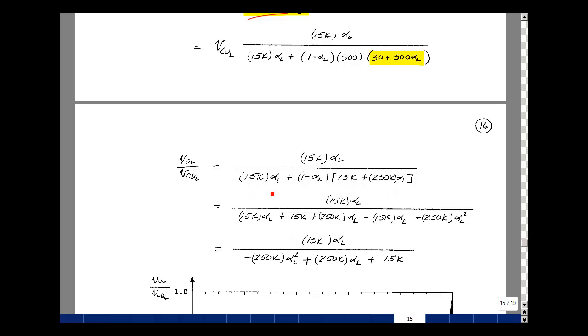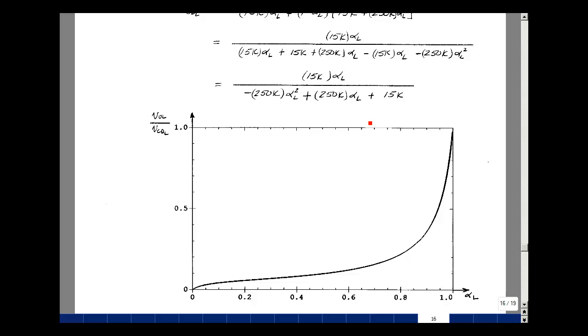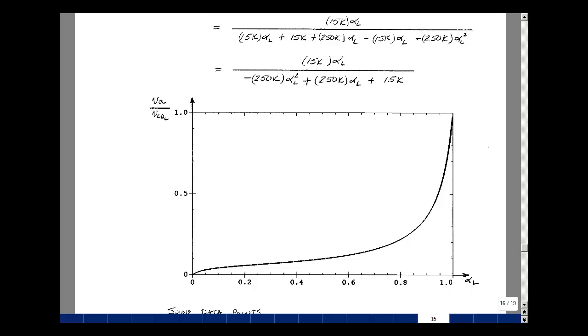So I've got 15k times alpha L, 15k times 1, 250k alpha L times 1, and then alpha L times 15k with a minus sign, and then again minus alpha L times alpha L, so I get alpha L squared times 250k. So let's rearrange them by powers of alpha L, minus 250k, plus 250k alpha L plus 15k as the denominator, and then 15k alpha L in the numerator. This is kind of an odd equation. Let me just graph it as a function of alpha L.